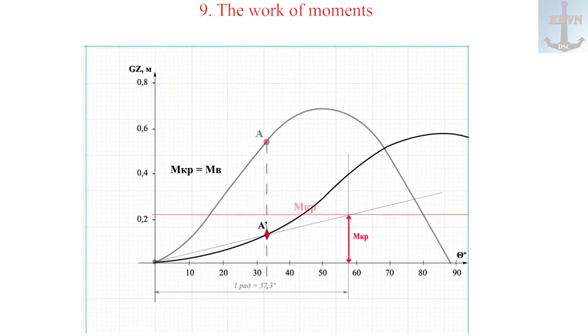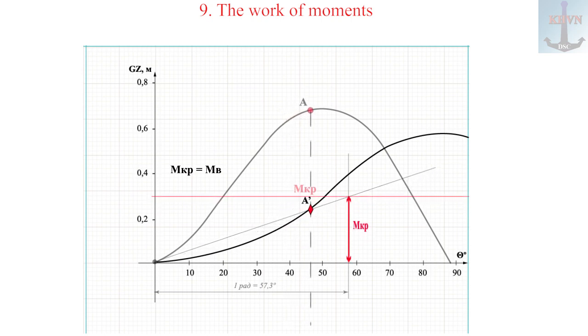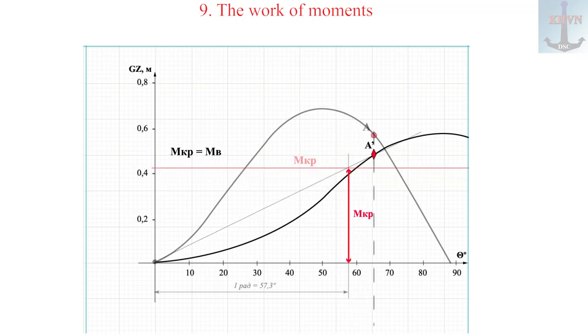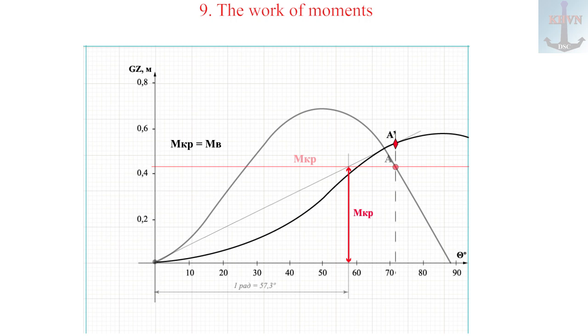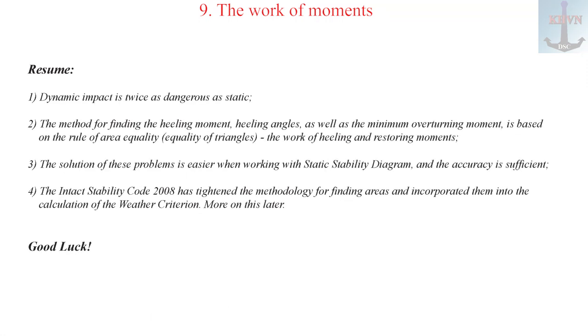To summarize. 1. Dynamic impact is twice as dangerous as static. 2. The method for finding the heeling moment, heeling angles, as well as the minimum overturning moment, is based on the rule of area equality, equality of the work of heeling and restoring moments. 3. The solution of these problems is easier when working with the static stability diagram, and the accuracy is sufficient. 4. The Intact Stability Code 2008 has tightened the methodology for finding areas and incorporated them into the calculation of the weather criterion. More on this later.